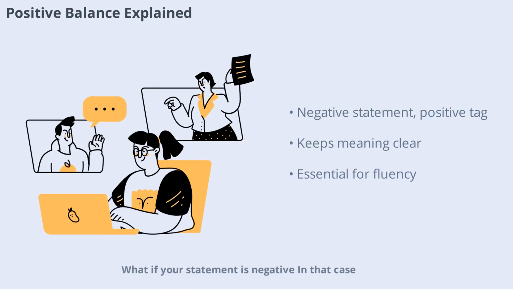But if your statement is negative, in that case your question tag should be positive. For example, "She doesn't speak Spanish, does she?" Here, the main statement is negative and the tag is positive. This balance keeps the sentence clear and easy to understand. It's a simple rule, but it's essential for making your English sound correct and natural.